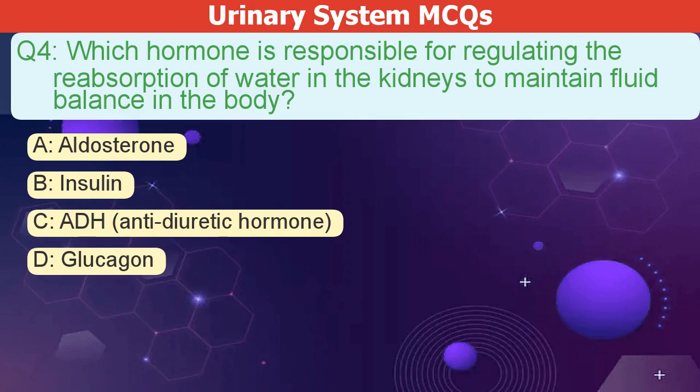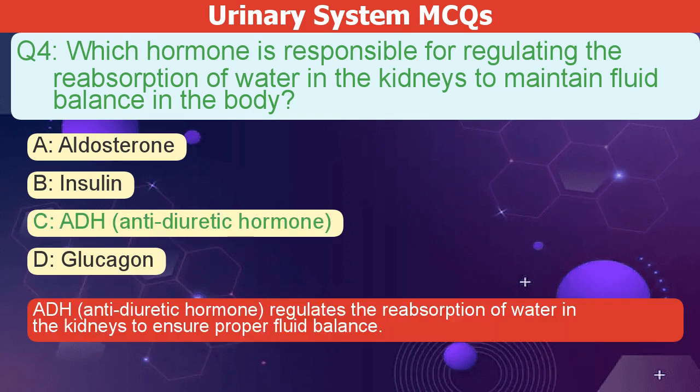Which hormone is responsible for regulating the reabsorption of water in the kidneys to maintain fluid balance in the body? A. Aldosterone. B. Insulin. C. ADH, antidiuretic hormone. D. Glucagon. The correct answer is C. ADH, antidiuretic hormone, regulates the reabsorption of water in the kidneys to ensure proper fluid balance.